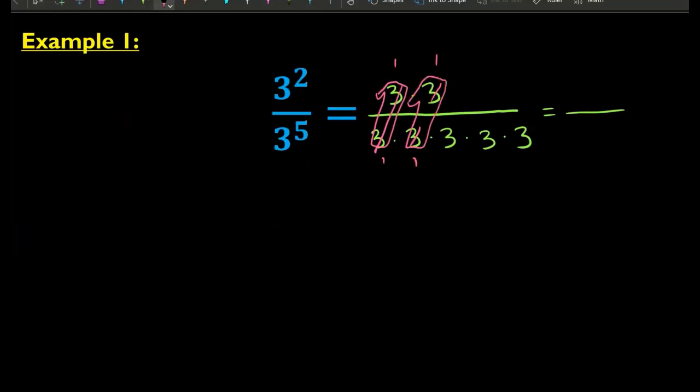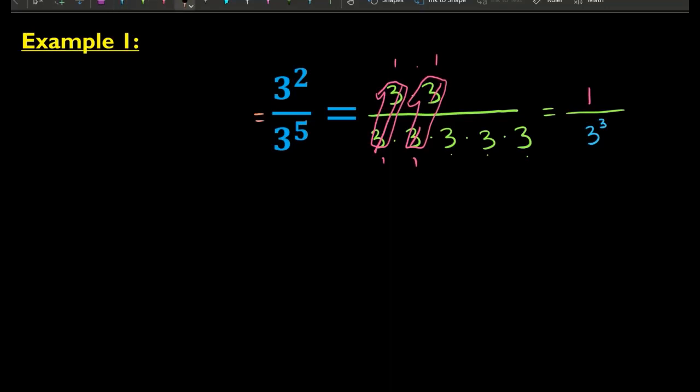Alright, on the numerator you have 1 times 1, which is 1. At the denominator you will have 1 times 1 times 3 times 3 times 3. Since 3 multiplies itself 3 times, that will be 3 to the third power. Okay, so that's the answer for that problem, and that is the long way. What happens if I use the short way?